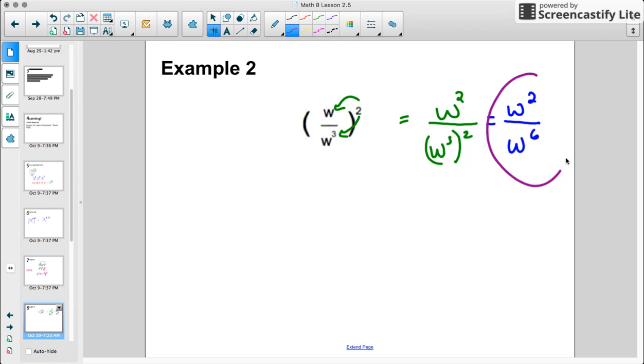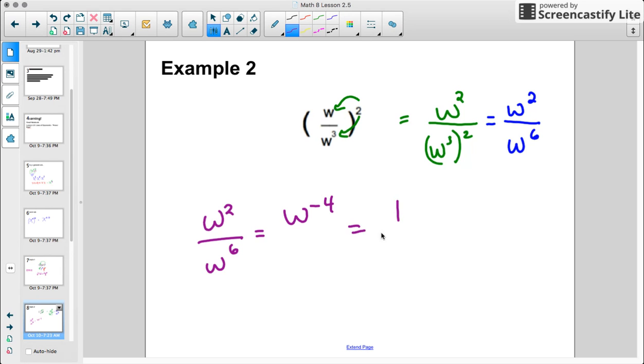Okay, but we can still simplify this even more. So this is not our final answer yet. If I have w squared over w to the power of 6, I can do 2 minus 6, and I can write my final answer with positive exponents, which is what we practiced last class. So this is what your final simplified answer for this problem should be.